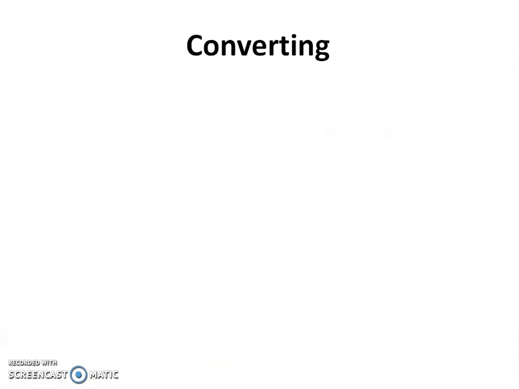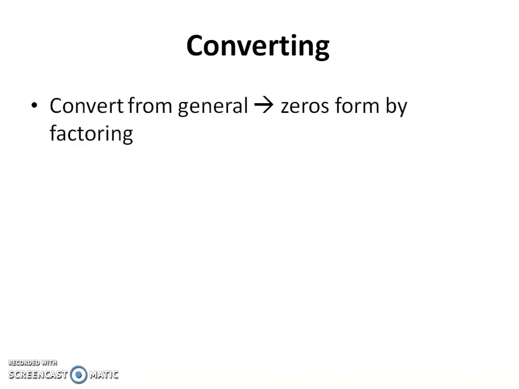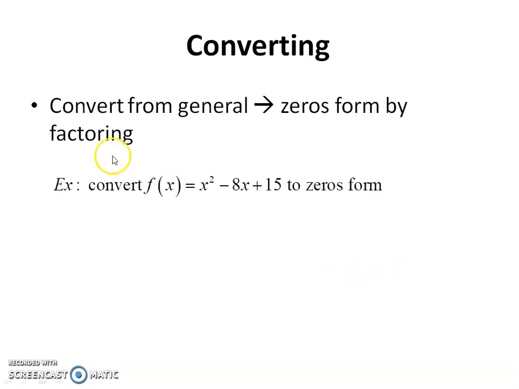And the last thing that I wanted to go through in this video is converting. How to convert from general form to zeros form. So we'll talk about the other forms afterwards. One way to do that, we'll talk about another way in a different video. One way is to factor. So this is a trinomial. If I am able to factor this trinomial, and this one is factorable, it factors this way, that means that this is my zeros form. It means that the two zeros are +3 and +5. So that's one way to do that.